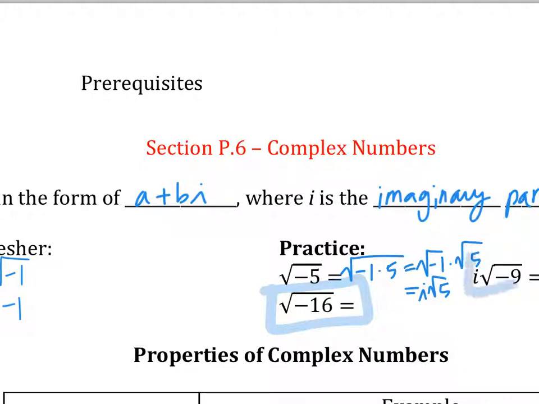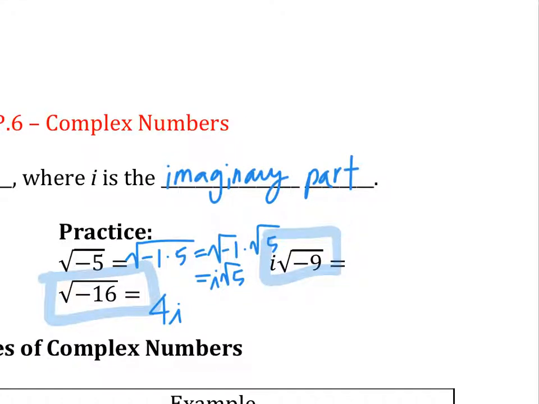Let's have you try these next two. So I will ask you for the answer. Okay, I think you guys are good. Let's start with Allison. Square root negative 16. That becomes what? Good. And then Blake, i root negative 9. Is that negative 3? Yes.